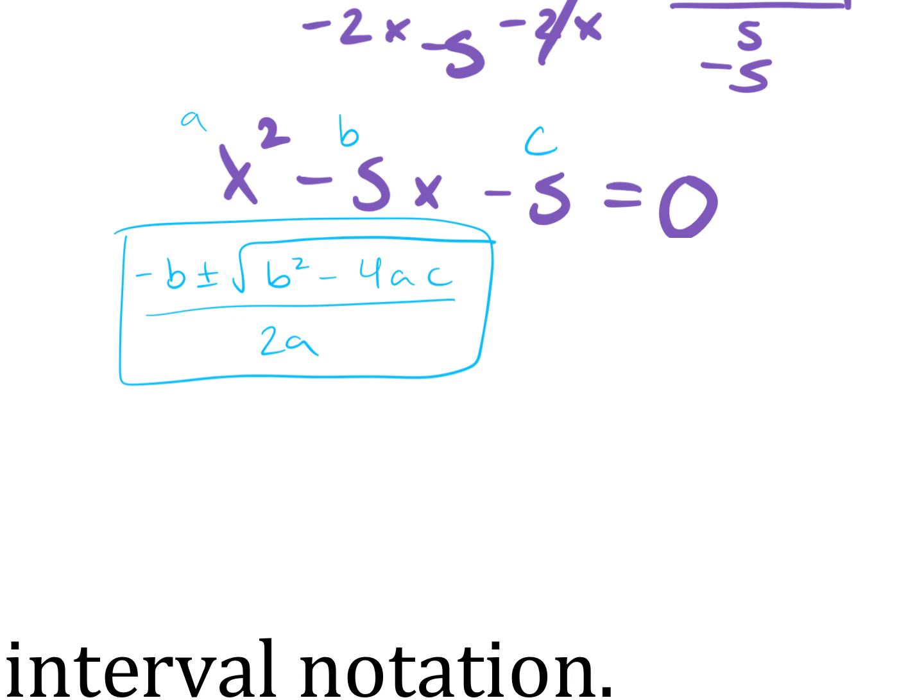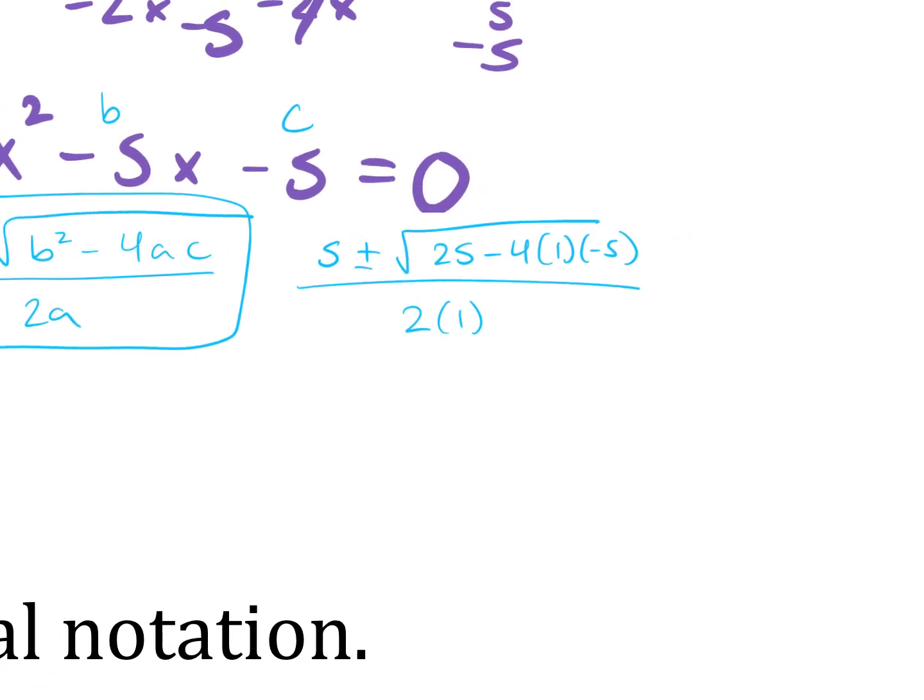So negative 5 would turn into positive 5 plus or minus the square root of 25 minus 4 times 1 times negative 5 over 2 times 1. So we got 5 plus or minus square root 45 over 2. Always check to see if you can simplify the radical.